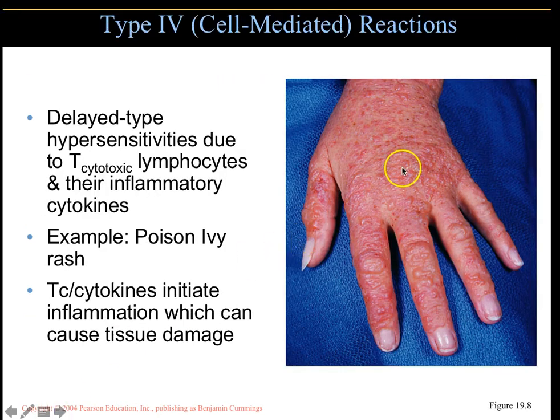And there we go. Lovely example of what a poison ivy rash looks like. Okay, so we have a delayed type of hypersensitivity due to T cytotoxic and the inflammatory cytokines. Here's a poison ivy rash for you. And then the T cytotoxic cells and their signal molecule cytokines initiate inflammation, which can cause tissue damage.